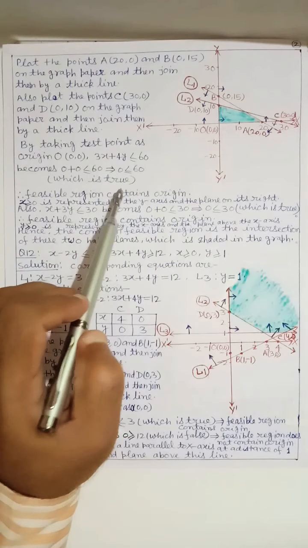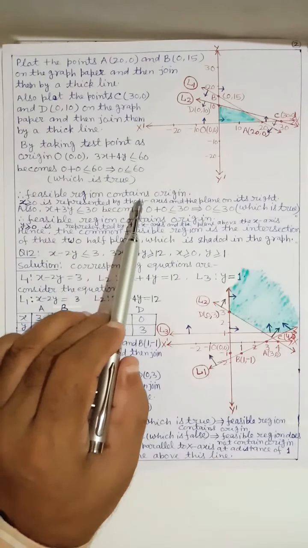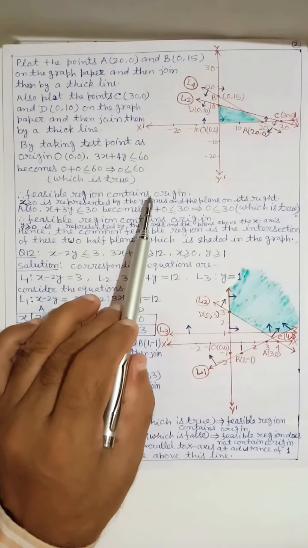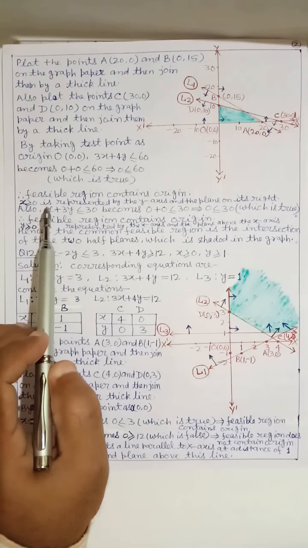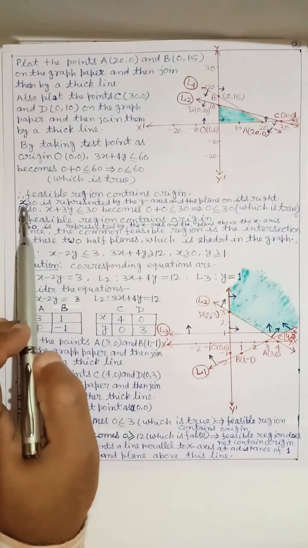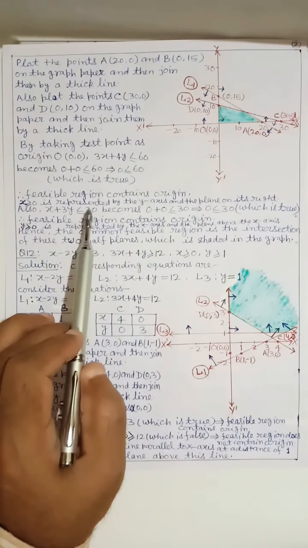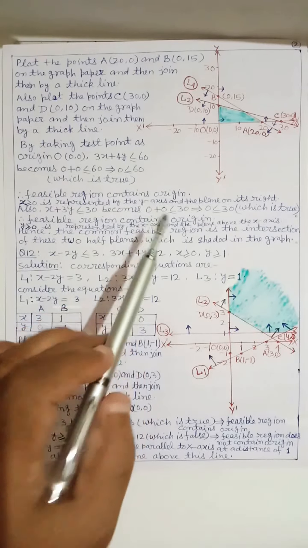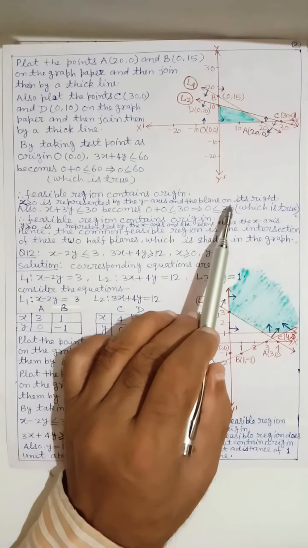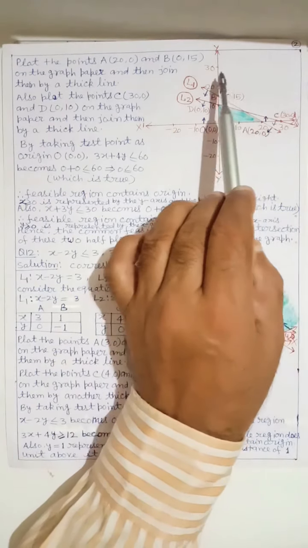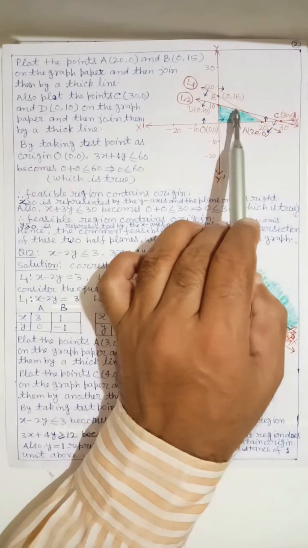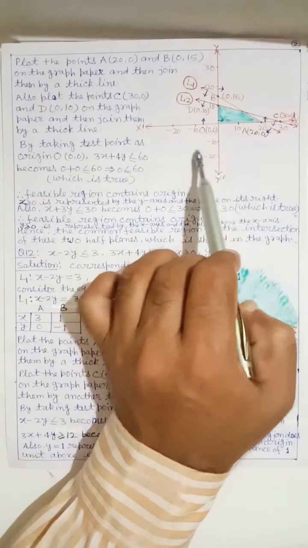By taking the test point as origin, 0, 0 here, we get 0 less than or equal to 60, which is true. So the feasible region contains the origin, as we had discussed in the previous lecture also. Here x greater than or equal to 0 is represented by the y-axis and the plane on its right side. And for L1, the region containing the origin is this space.